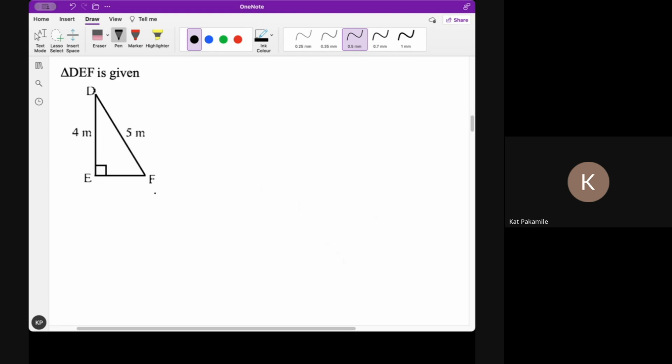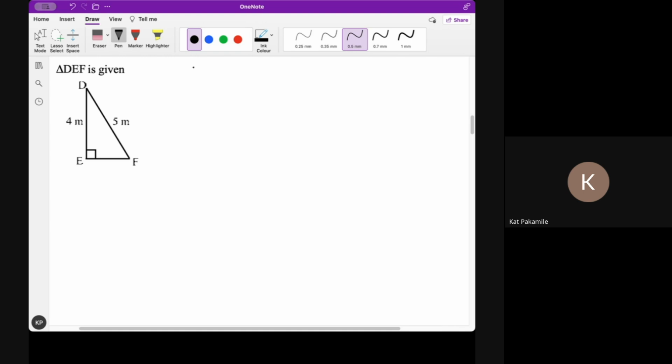Okay, let's look at triangle DEF. Do we have enough information to figure out the area of triangle DEF? No, what's missing? The base. And how are we going to find it? We're going to use Pythagoras because we have a right-angled triangle. So let's get going. DE squared plus EF squared is equal to DF squared.